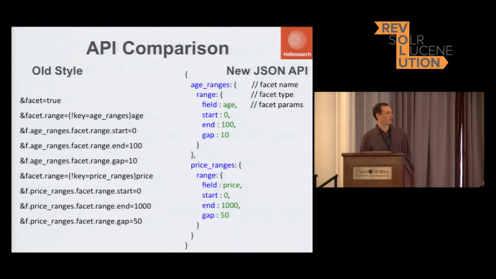So here's just a little bit of an API comparison from an aesthetic point of view. All it is is two range queries in a single request. And so the old style is on the left-hand side, where you just set a bunch of query parameters. And then the new JSON is on the right-hand side. And obviously, the JSON is better because it's colored.